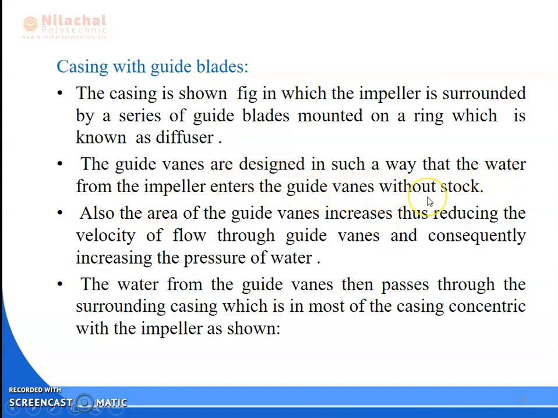The guide vanes are designed in such a way that water from the impeller enters the guide vane without shock. Without shock, because if there is shock, then there will be a loss of energy. So the water outlet from the impeller passes through the guide vane, and the area of the guide vane increases, thus reducing the velocity of the flow and consequently increasing the pressure also. The water from the guide vane then passes through the surrounding casing, which is mostly concentric with the impeller, as shown in the figure.